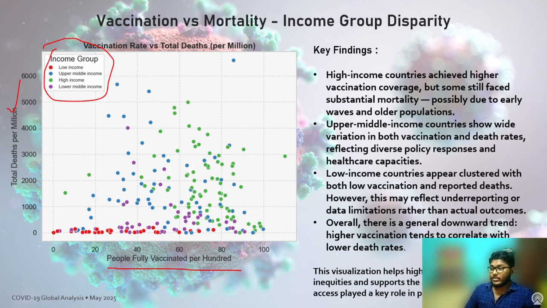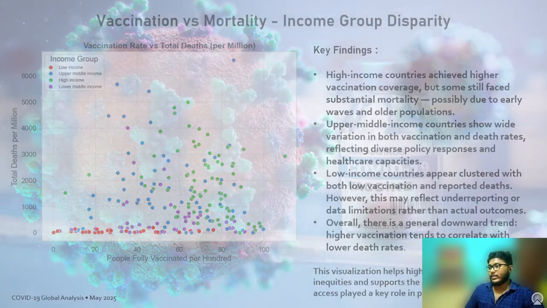The low income countries appear clustered with both low vaccination and low reported deaths. However, this may reflect underreporting or data limitations rather than actual outcomes, so it's hard to draw any conclusion from that. Overall, there is a general downward trend, which shows that higher vaccination did correlate with lower death rates, just not as strongly as we had hoped for.